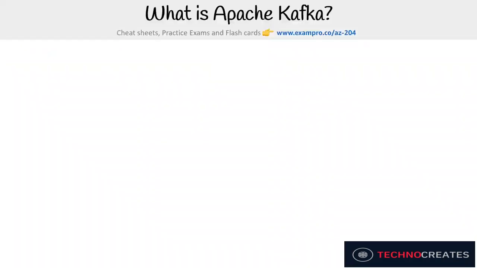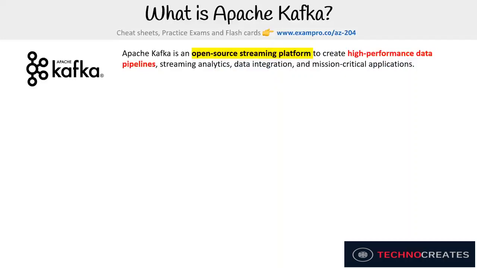Hey, this is Andrew Brown from Exam Pro, and we are taking a look at Apache Kafka. The reason we're talking about it is just because Event Hub has a compatibility mode for it. Apache Kafka is an open source streaming platform to create high performance data pipelines, streaming analytics, data integrations, and mission critical applications. Kafka was originally developed by LinkedIn and open sourced in 2011.